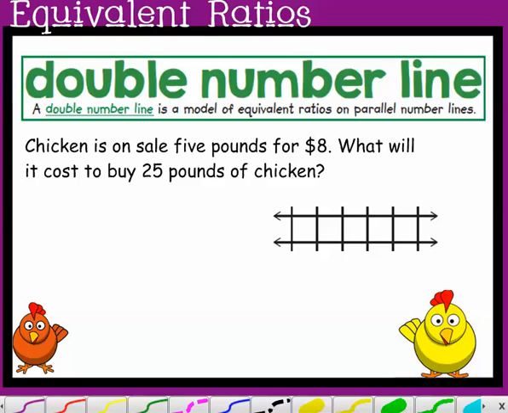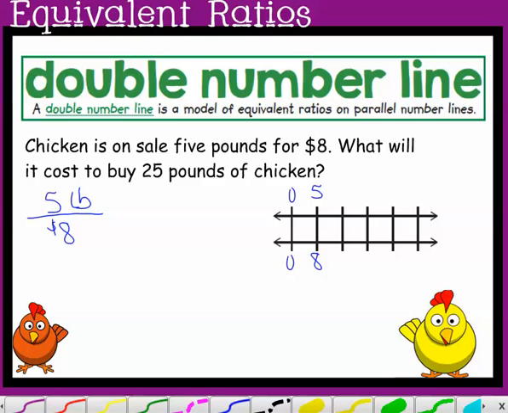All right, our last example involves a double number line. And we are told that chicken is on sale 5 pounds, so there's our first number in our ratio, for $8. And we're being asked, what will it cost to buy 25 pounds of chicken? So on a double number line, it looks like this. We're going to start at 0, 0. We'll set our first vertical line up as our ratio that we are discussing. And then we can use multiples of 5 on the top number line. And we'll multiply by the same amount for every time on the lower.